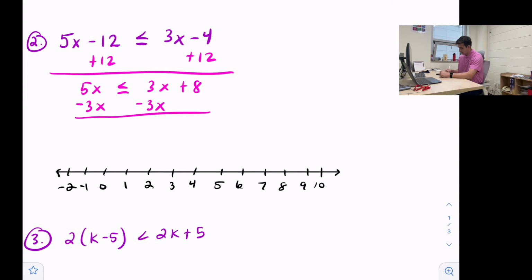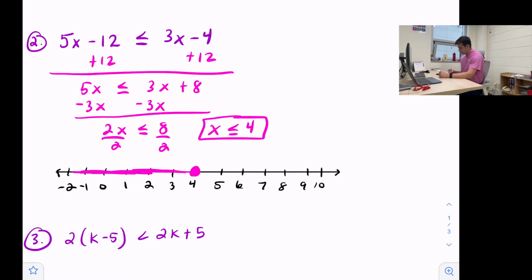Subtract 3x from both sides. We get 2x is less than or equal to 8. And lastly, we divide by 2 to end up with x is less than or equal to 4. So less than or equal, closed circle on 4, and we're going to shade to the left.